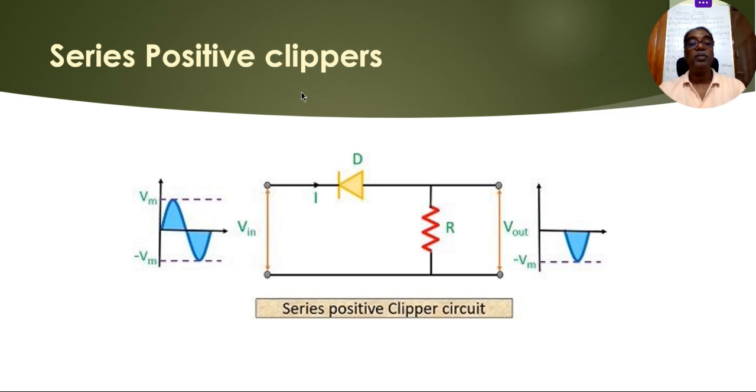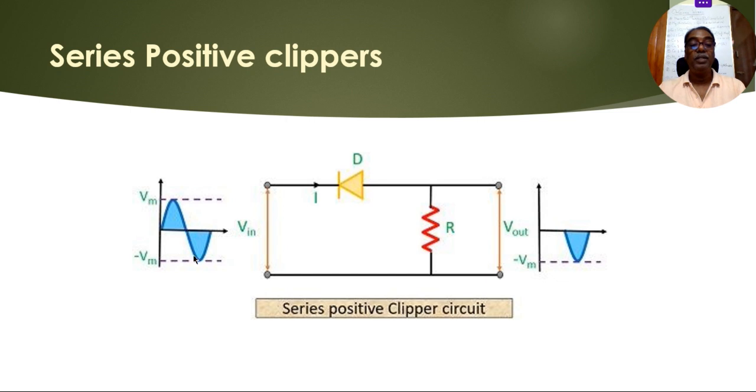In the case of the series positive clipper, the circuit is a simple circuit, and this is the input source given, a sine wave. And when the positive cycle of the input goes to this circuit, this diode will be reverse biased, and no current flows through this diode, and then there will be no voltage across this R or at the load output. Thereby the positive region will be completely clipped.